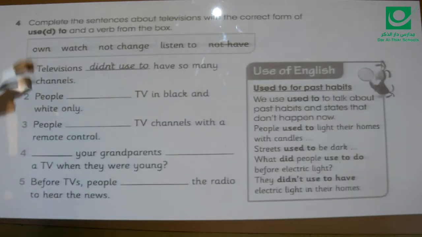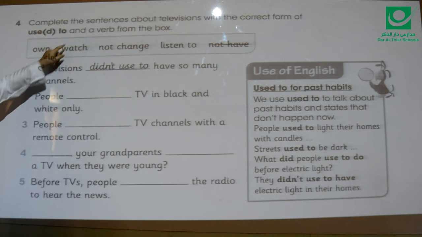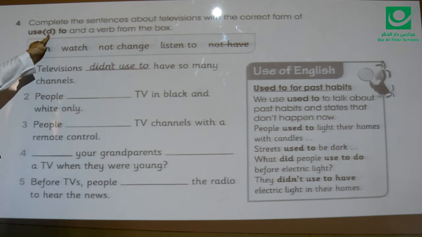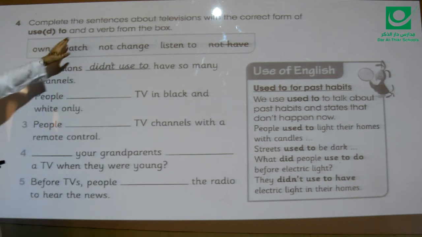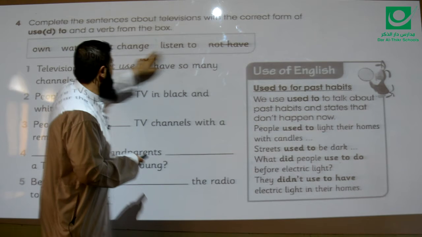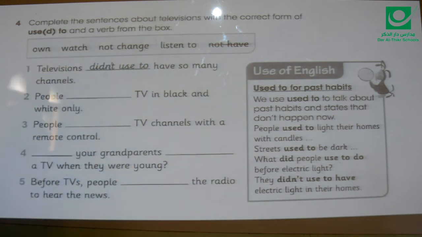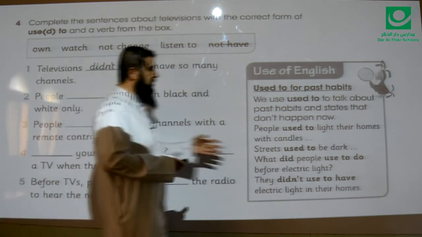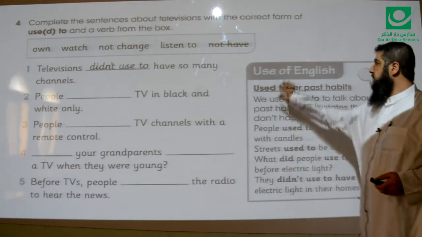Yes, students. Now here, complete the sentences about televisions with the correct form of use or used to and a verb from the box. Okay, students, why did they put the into brackets? Because sometimes we use it if the sentence is positive. We delete it if I'm using a negative or interrogative form. Okay, here. Before even number 1, I'm going to read this again, students.